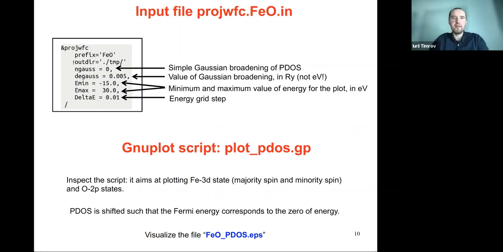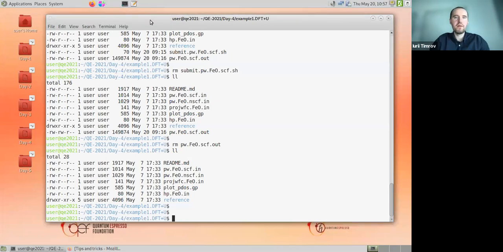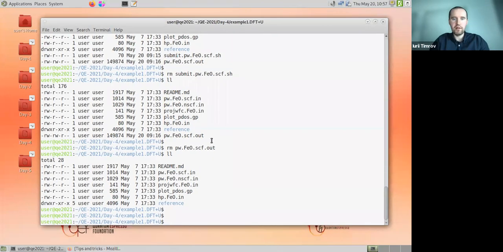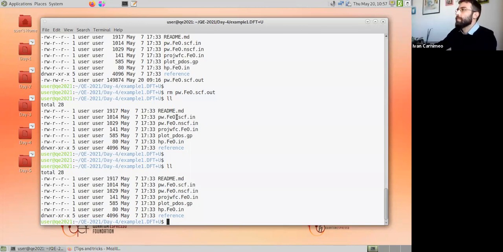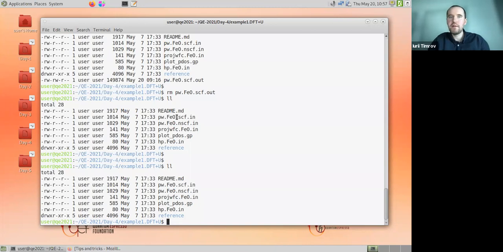Okay, so now let's perform calculations. So now we're back to the virtual machine. We are in day 4, example 1, DFT plus U. So any questions so far? If anything, you can either unmute yourself or raise your hand also. Okay, if not, let's move on.